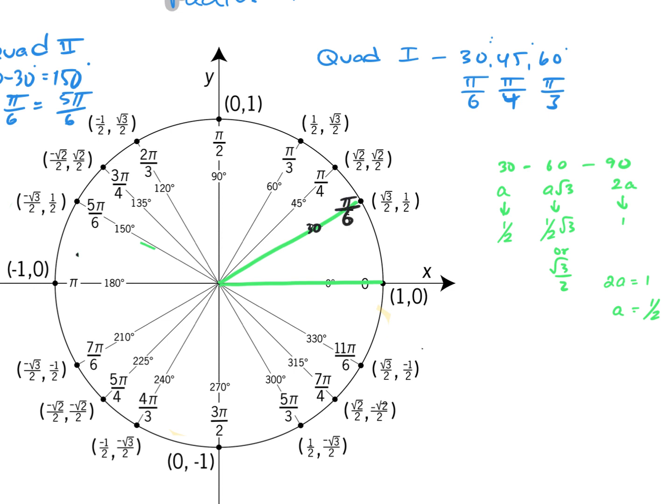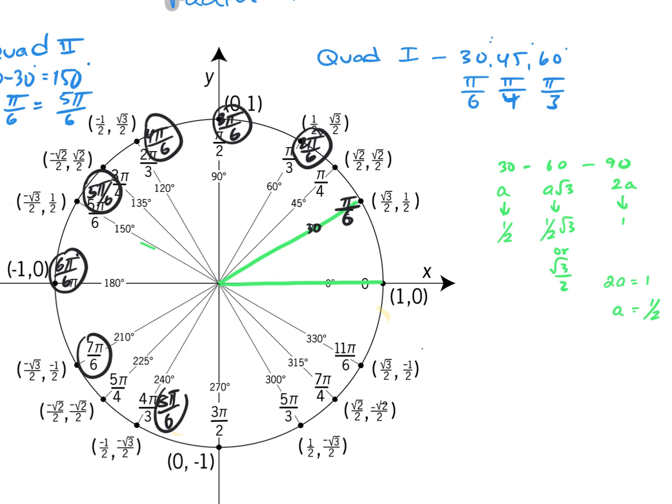I know that pi here would be 6 pi over 6. So let's think. If I have pi over 6, then it would be 2 pi over 6, which is pi over 3. Then it would be 3 pi over 6, that's my half pi. Then it's 4 pi over 6, simplified. And then 5 pi over 6 is here, 6 pi over 6, 7 pi over 6, 8 pi over 6, 9 pi over 6, 10 pi over 6, 11 pi over 6, and 12 pi over 6 would be one cycle.